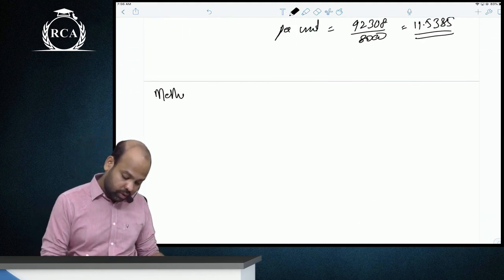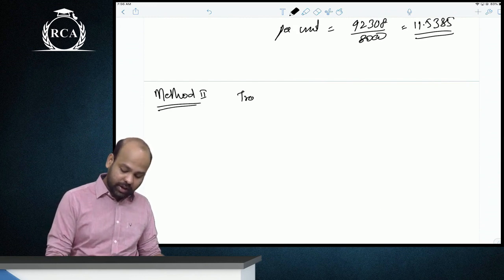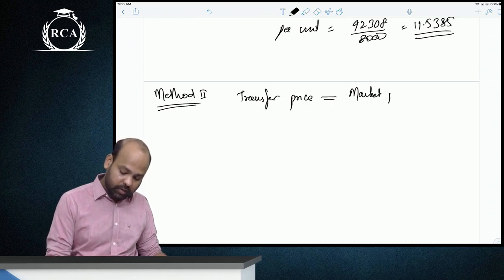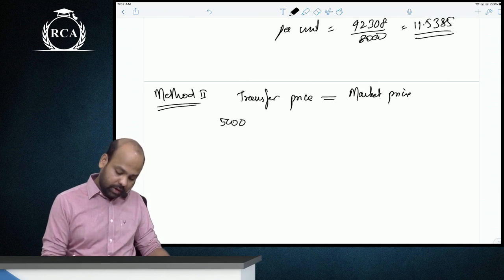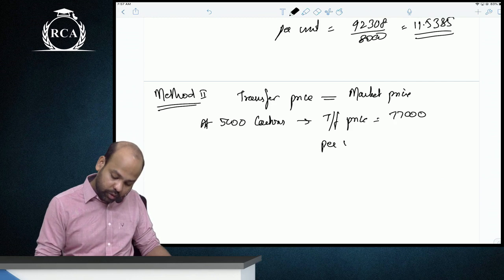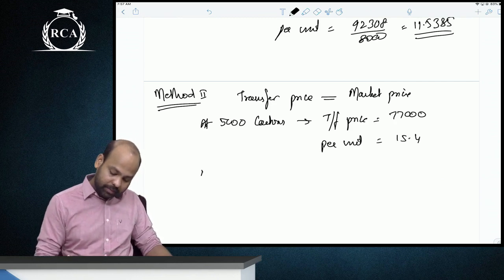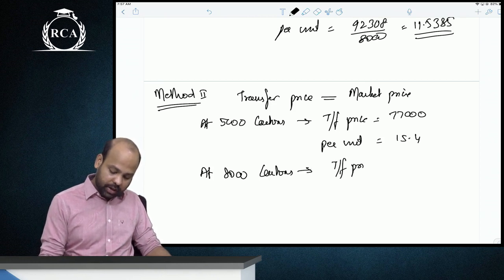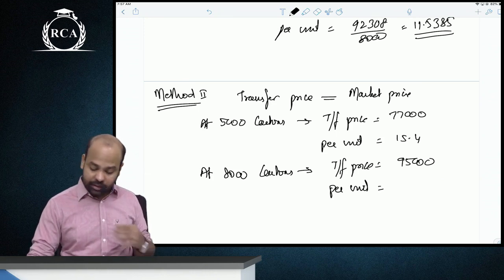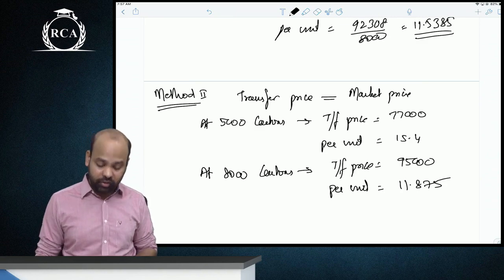If you talk about method 2, method 2 transfer price is equal to market price, as such, guys. So at 5,000 cartons, transfer price should be equal to your external supplier price of 77,000. So per unit it will be 15.4. Divide that. At 8,000 cartons, transfer price should be 95,000 rupees. Per unit it would be 95,000 divided by 8,000. How much is it? 11.875. I have only computed transfer price, guys, at both the places.